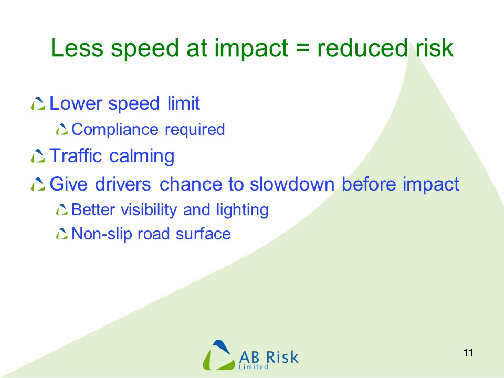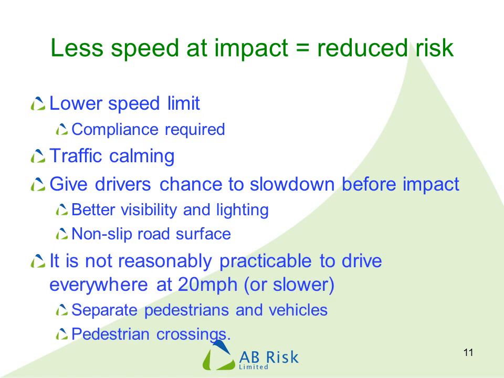So we can do that by giving better visibility and lighting, so they've got more chance of seeing the pedestrian. We could change the road surface so they're less likely to slip when they hit the brakes. So that's a way of reducing the speed. But at the end of the day, is it reasonably practicable that everyone drives around at 20 miles an hour or slower? In certain circumstances it is. In a lot of cases it's not going to be. So we need to think of different answers.